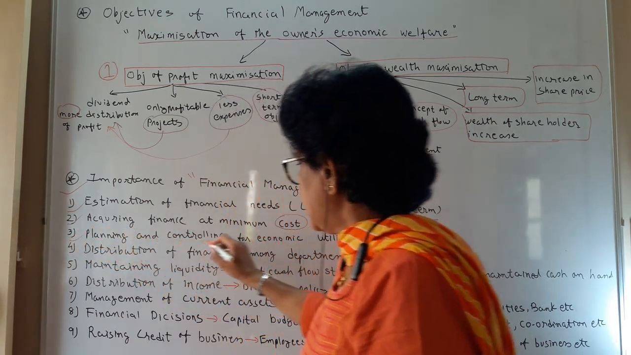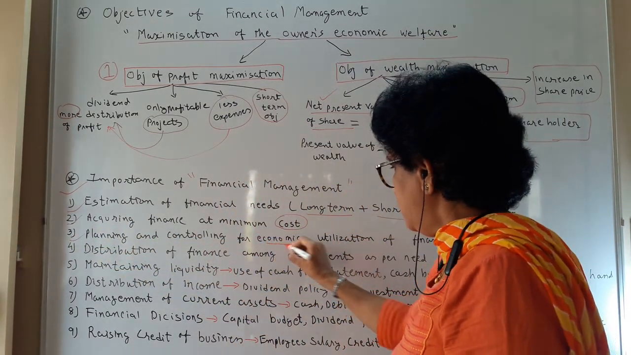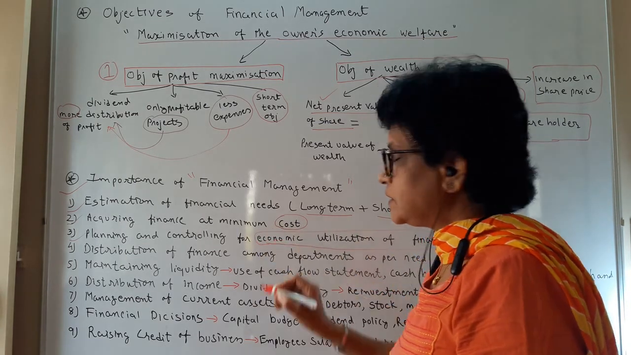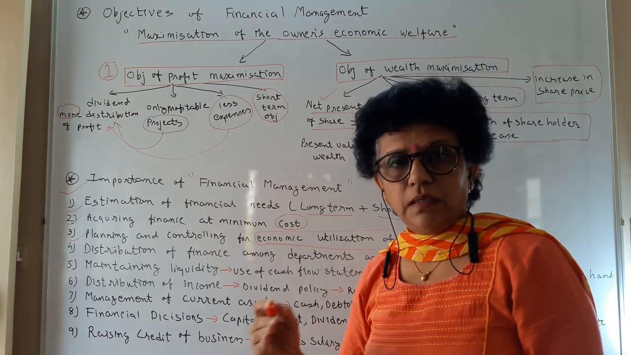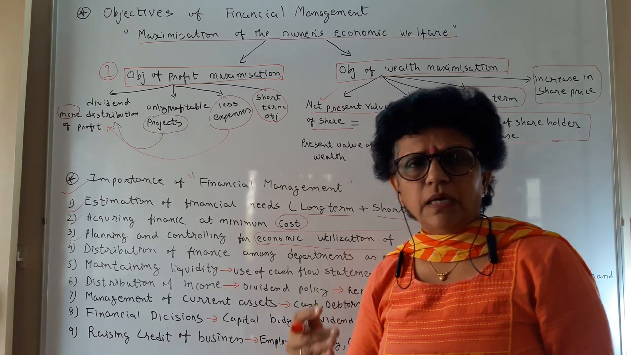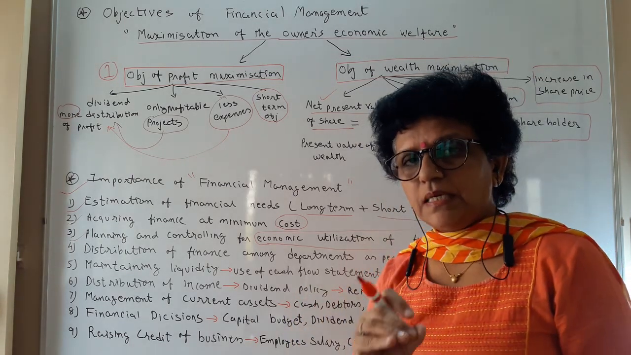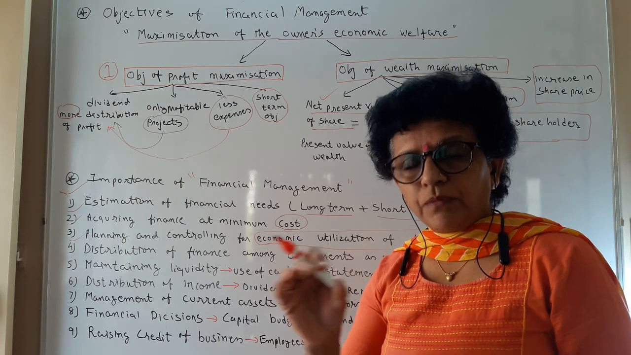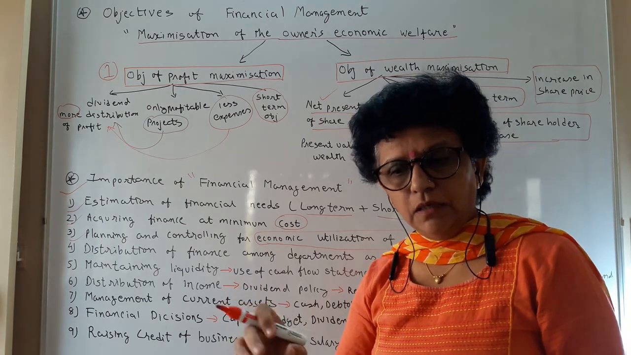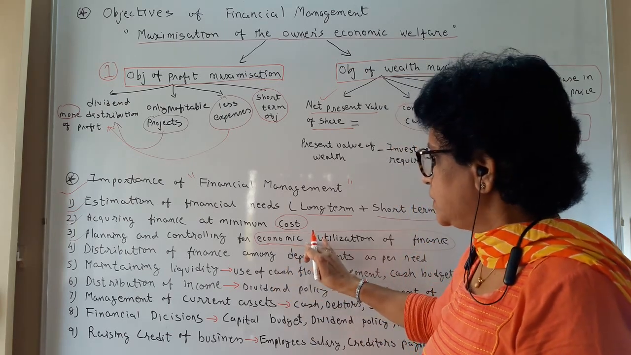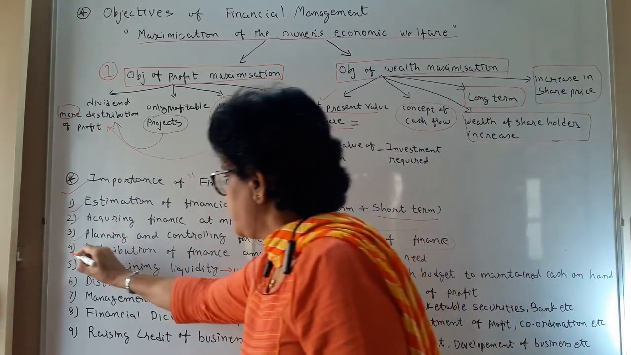The planning and controlling for the economic utilization of finance. Use of finance to be done economically. Always open your eyes and keep a watch on whether any wastages are there to be controlled. Any lavish spending is there to be controlled. So whatever finance you have must be utilized economically.